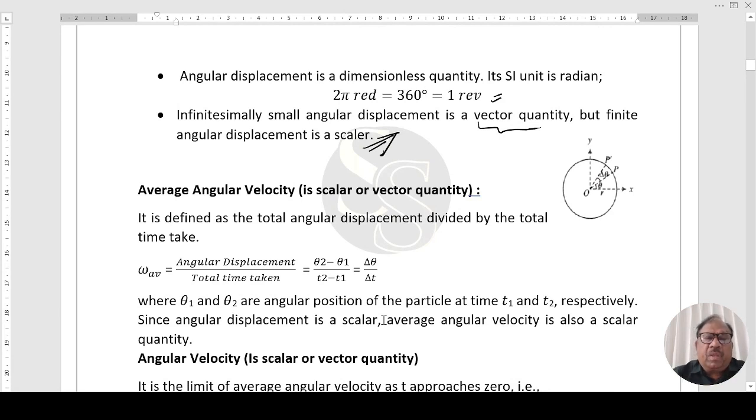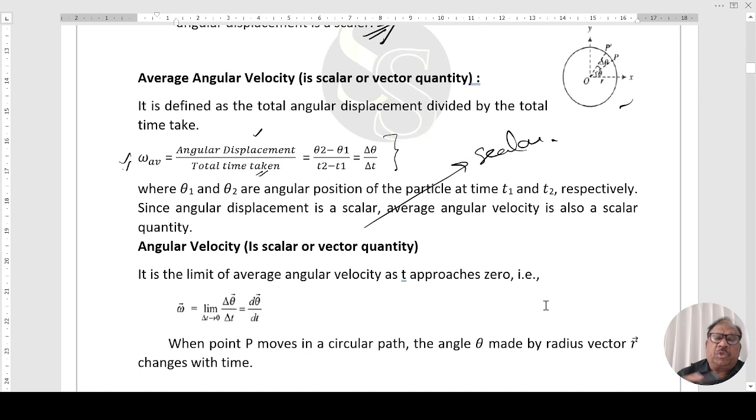Average angular velocity is angular displacement divided by the total time taken, that is delta theta upon delta t. Because in this case we are taking the finite angular displacement, therefore it is a scalar one.